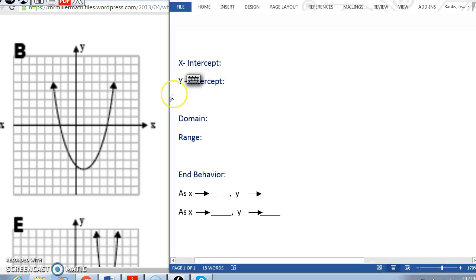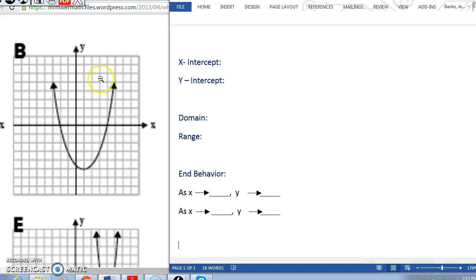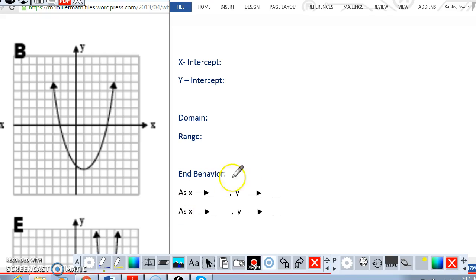All right, so this time we are going to determine more key characteristics of your quadratic function graphs. And we have one in here that is open upwards. And this time we are also going to determine the x-intercept or intercepts, the y-intercept, domain, range, as well as end behaviors.